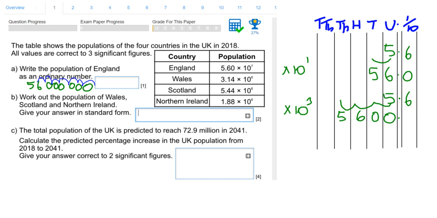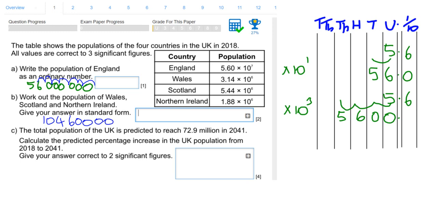Then we're asked to add the populations of Wales, Scotland, and Northern Ireland. Well, I could do this by hand, but actually the easiest thing is just to put that into my calculator. Why spend time doing the calculation by hand when it is a calculator question? So if I do that, then it works out on my calculator as 104,600,000.